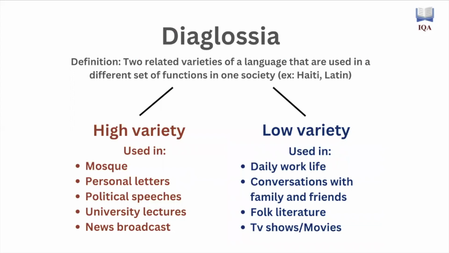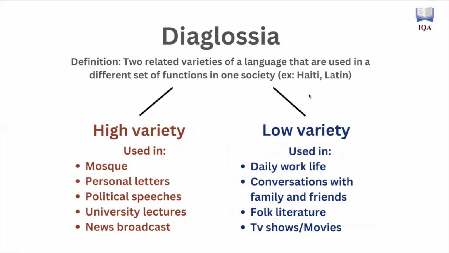So to simplify it, diglossia is when you have two varieties of the same language. So you have one language, but you have two versions of it. Okay, one version is used for a certain function in the society, while the other version is used for another function and another sphere of life in the society. And this is not only found in Arabic. For example, in Haiti, we have Creole.